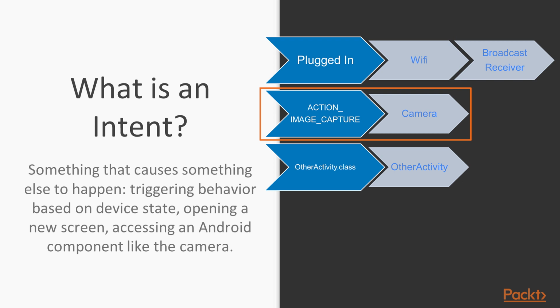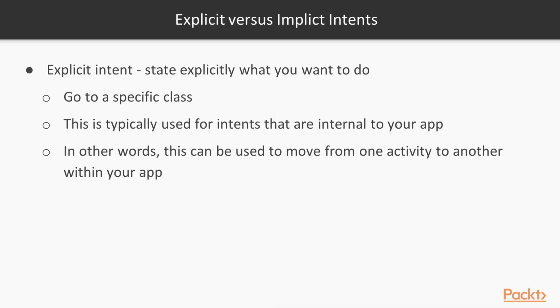Now, if we want to use the camera, we can fire an intent, what we'll call an implicit intent, with a simple flag, action image capture, and that means that we want to toggle the camera. If we want to invoke another activity or another screen within our application, oftentimes we'll use an explicit intent, and we will explicitly say we want to call another activity, which in this case I'm calling otherActivity.class. So each of these three things can be fired by an intent.